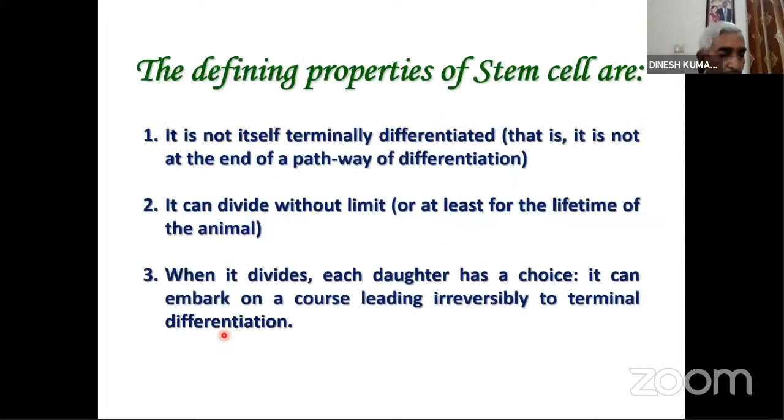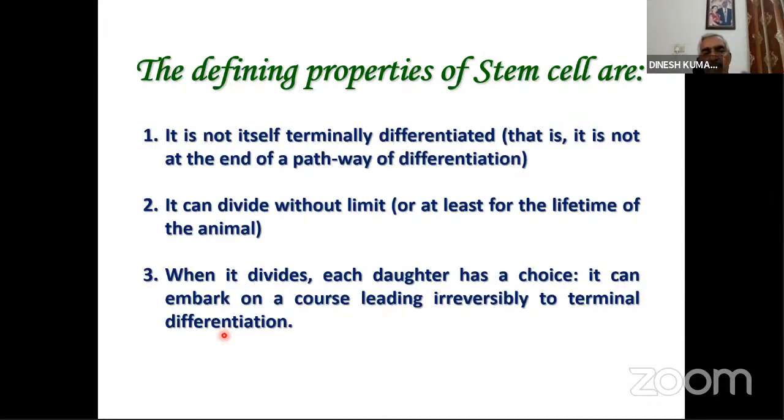What is the stem cell? The first thing is, what is the stem cell? The stem cells are the building blocks of our body. Every single cell in the body stems from this type of cell. Stem cells are undifferentiated blank cells that do not yet have a specific function. It is not terminally differentiated, that is, it is not at the end of the pathway of differentiation.